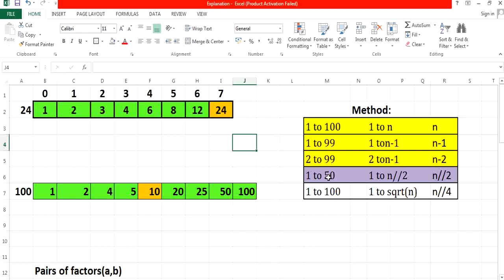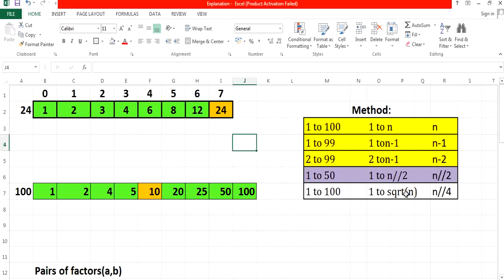So, this is one of the optimized methods to find the factors. I am speaking about the different methods for finding factors. Either you can go with n minus 1 iteration, or n minus 2 iteration, or n by 2 iteration. These are the most common methods which we are using. There is one more optimized method where I can iterate only till the square root of a given number and I am able to find the factors for a given number.